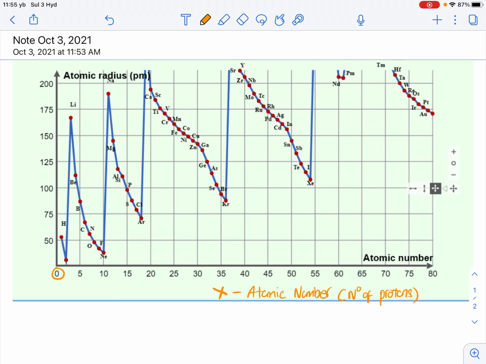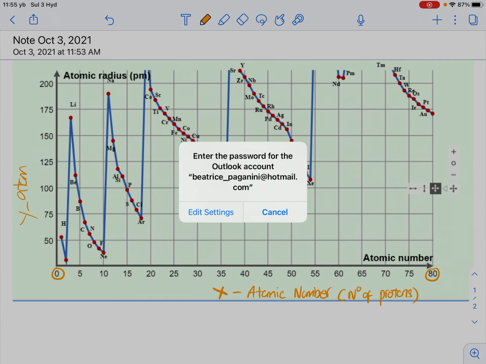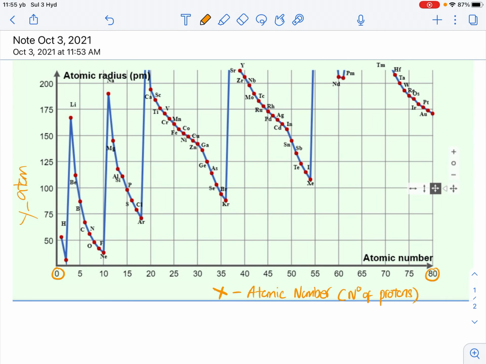And so here we have 0 protons, and the further to the right that we go, we get more and more protons added to the nucleus. And then on the y-axis, over on this side here, we have our atomic radius. So atomic radius, if you remember, is the distance from the nucleus to the valence electron.